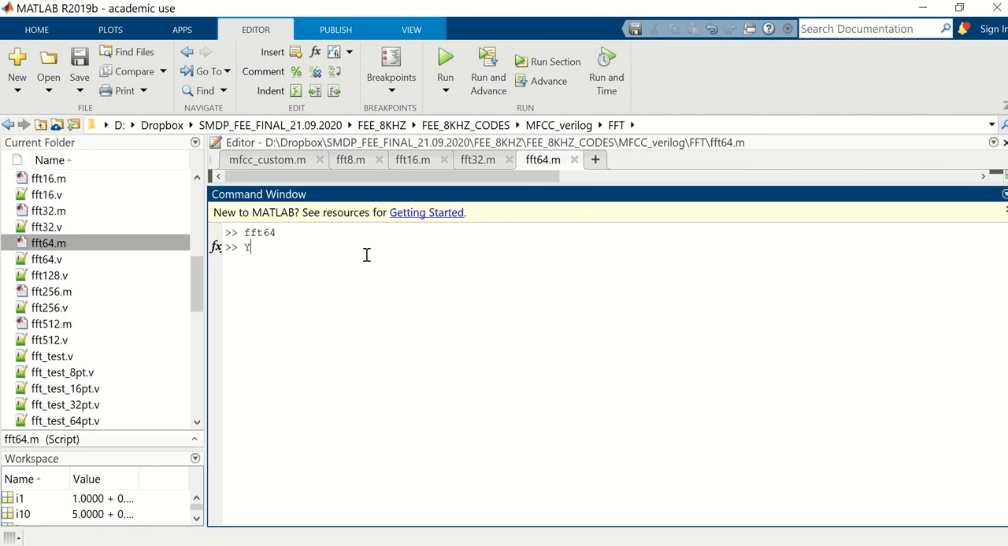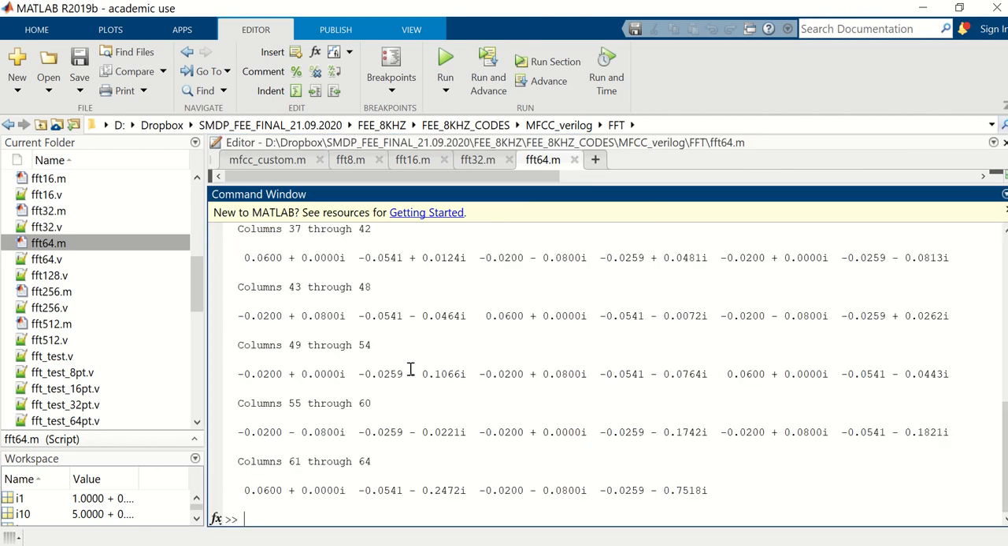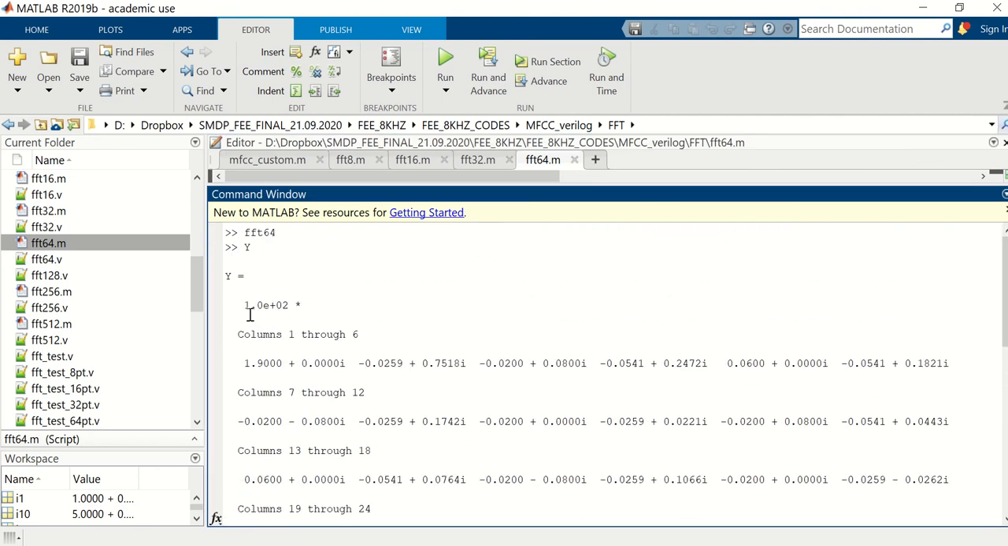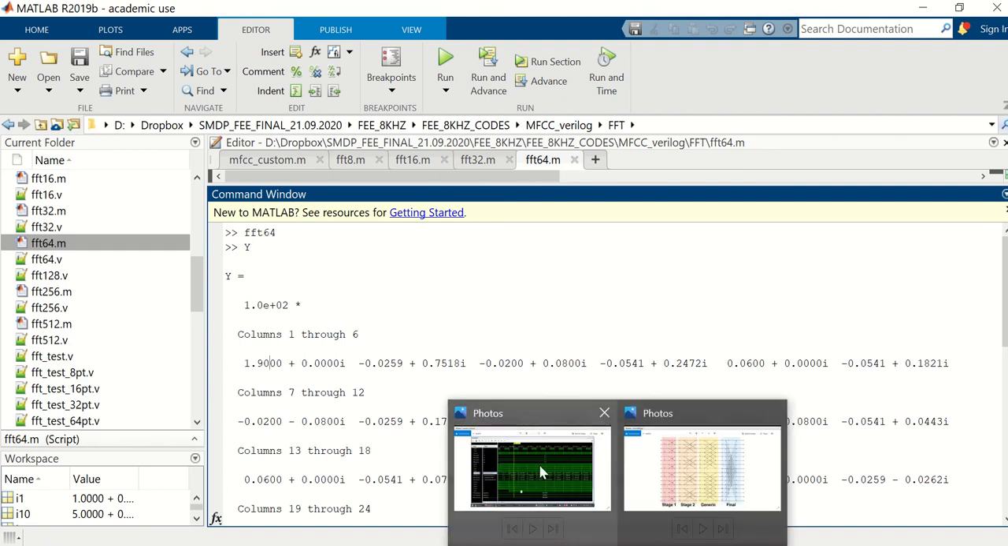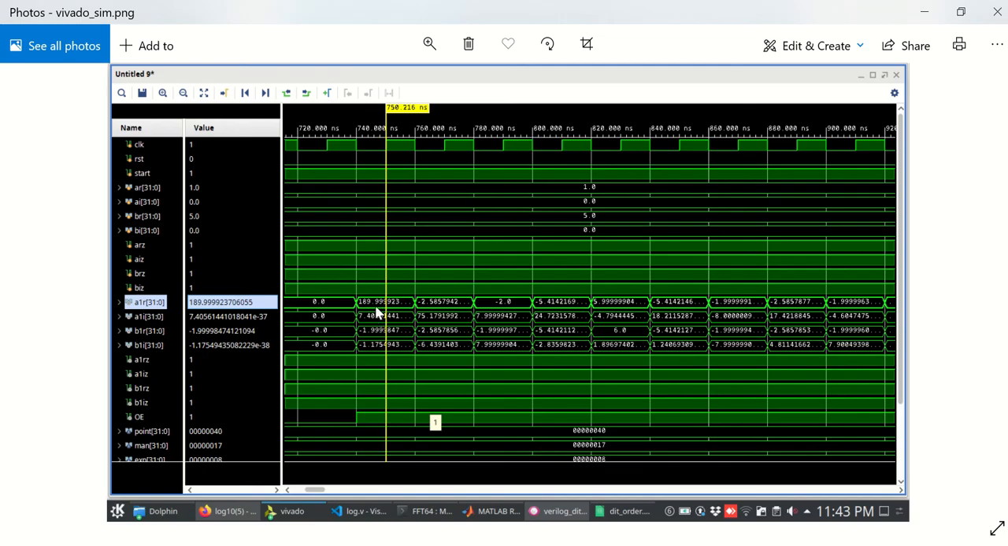Yes, I just have simulated it. Now let's see the output. So here it is 1 into e power 0. So we have to multiply with 100. So it's 190 plus 0i. Yes, the first output is 190 plus 0. This is 0 because 7.4 something into e power minus 37 is actually 0.